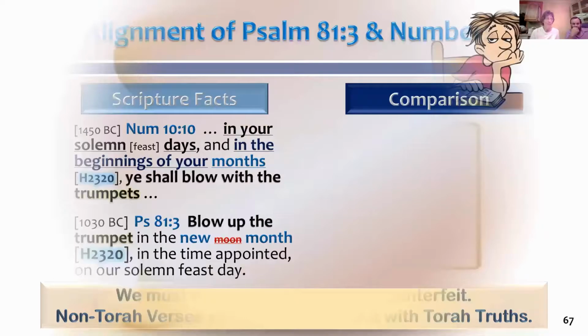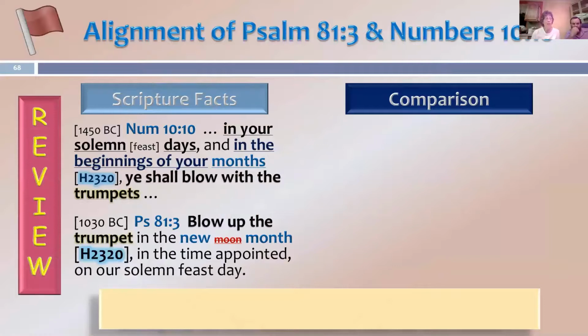Do you remember this? It's a little review. We did a comparison between Psalms 81:3 and Numbers 10:10. Numbers 10:10 is a Torah verse. This is around 1450 BC. Tim, do you want to read that for us? In your solemn days and in the beginnings of your months, ye shall blow with the trumpets.